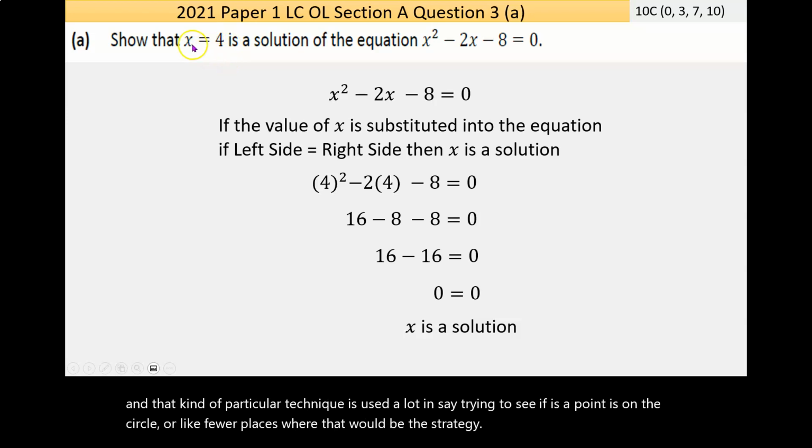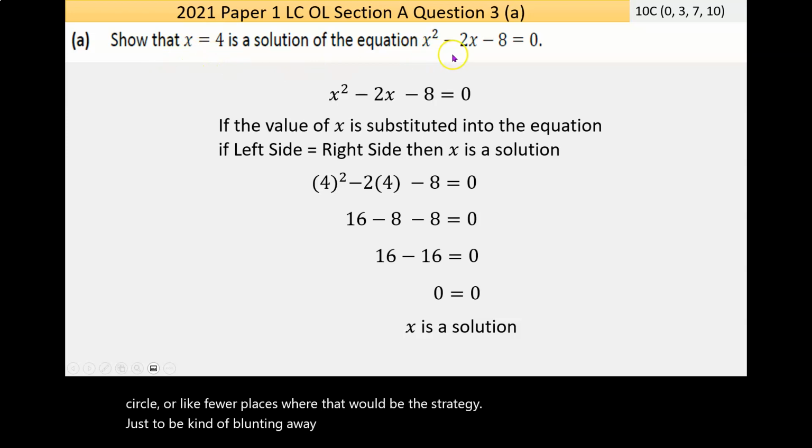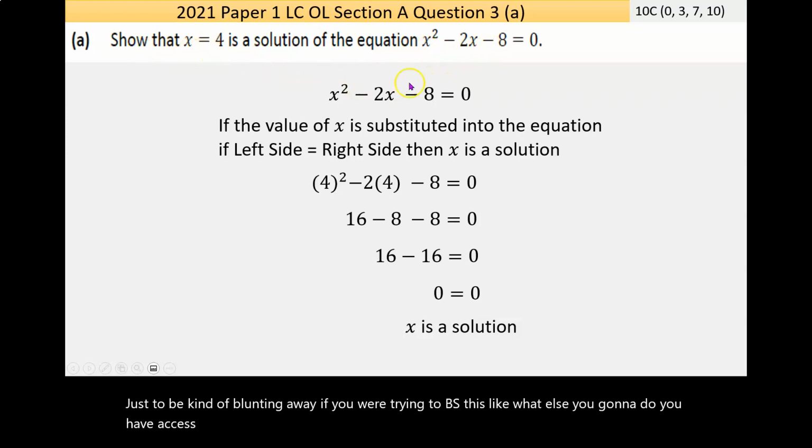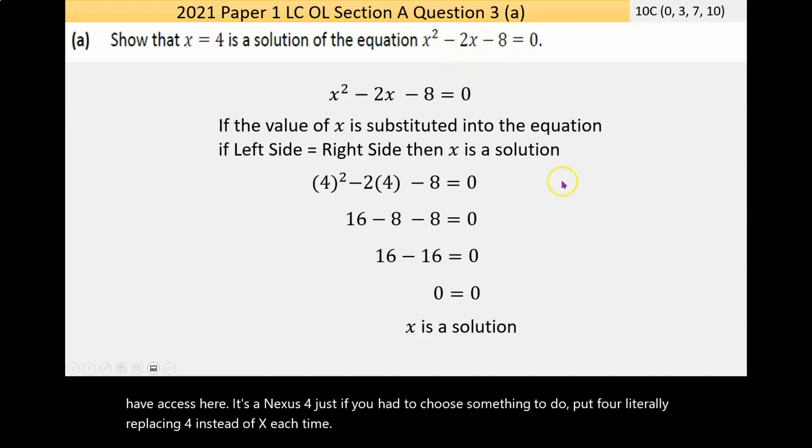Just to be kind of blunt in a way, if you were trying to BS this, what else are you going to do? You have x's here, it's saying x is 4. If you had to choose something to do, literally replacing x with 4 each time is going to start you off here.